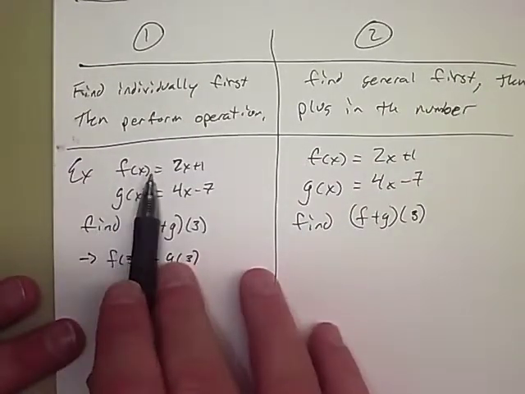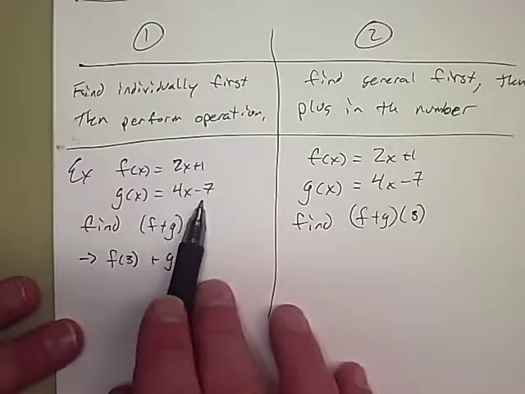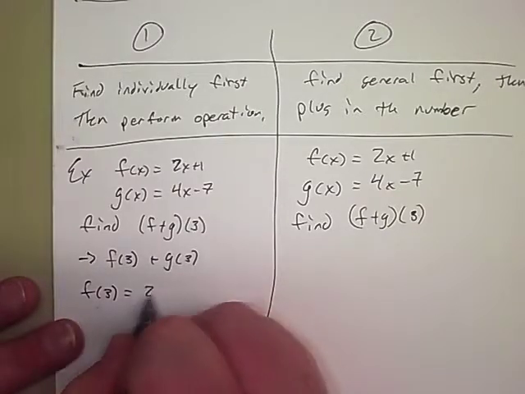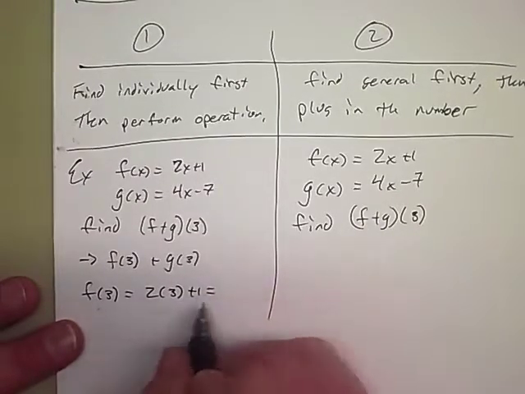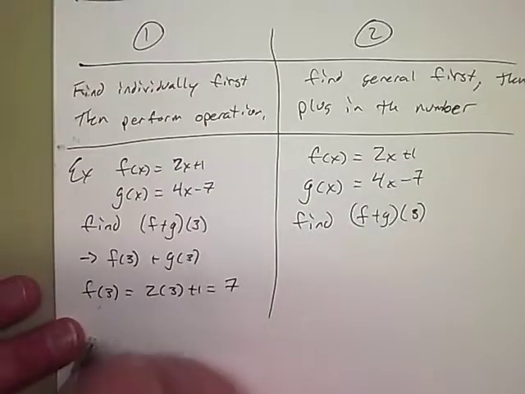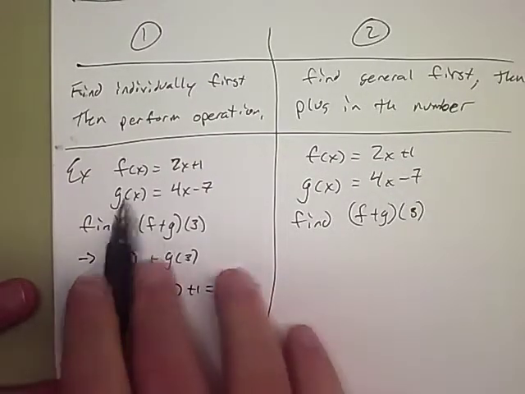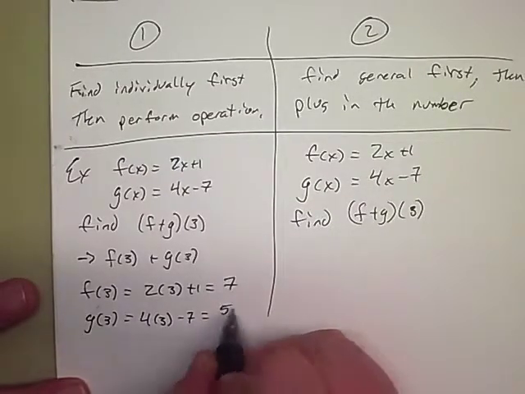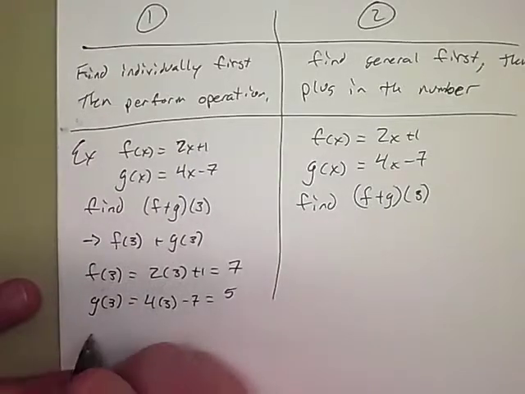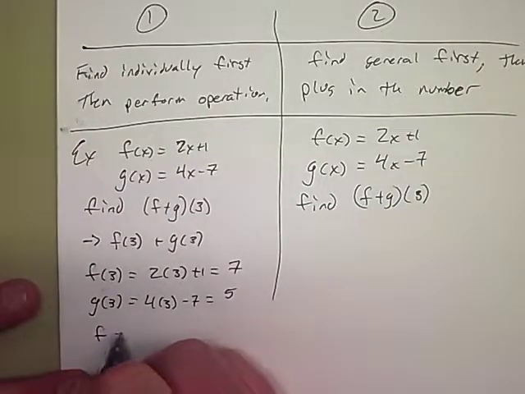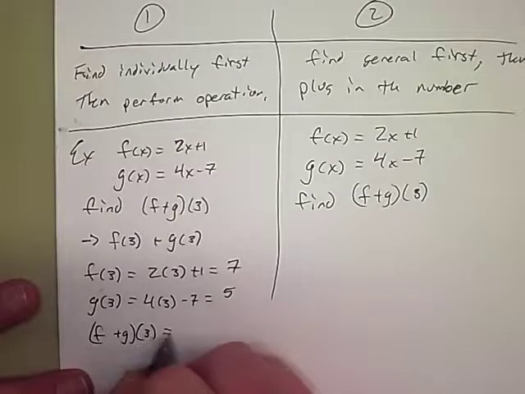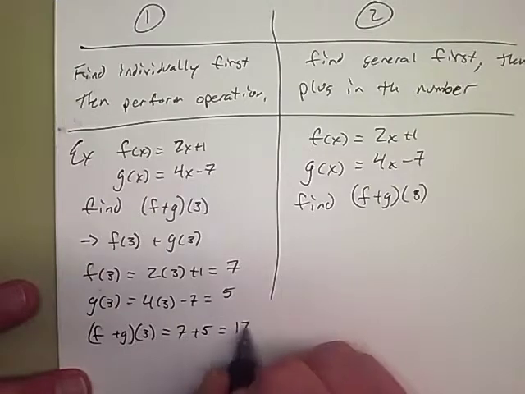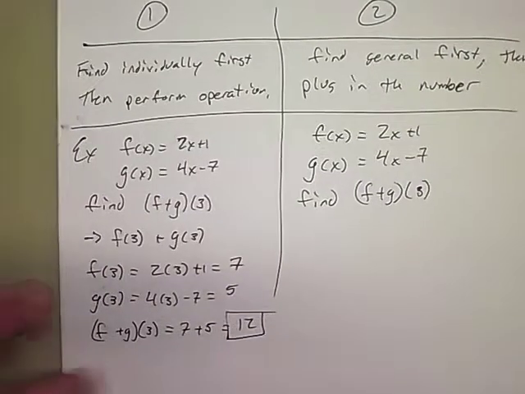And so the functions they gave us, f of x equals 2x plus 1, g of x equals 4x minus 7. So f at 3 is 2 times 3 plus 1, which is 6 plus 1. That gives me 7. g at 3, g of 3 is 4 times 3 minus 7, 12 minus 7, which is 5. And now f plus g at 3, f of 3 was 7, g of 3 was 5, 7 plus 5 is 12. And I'm done.